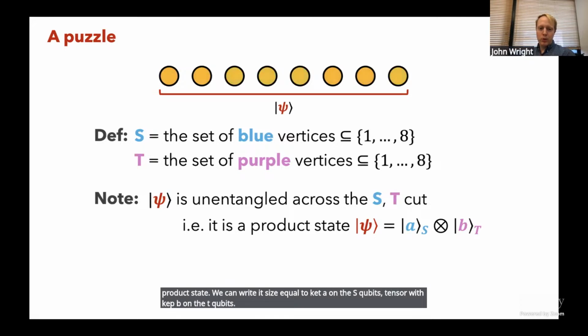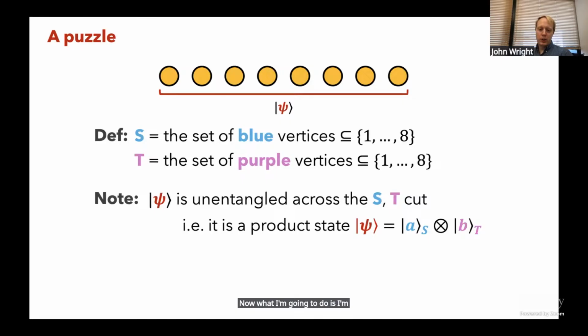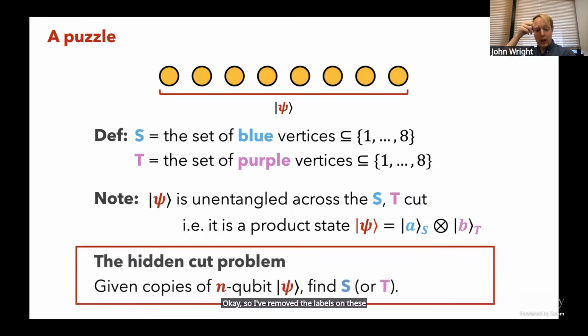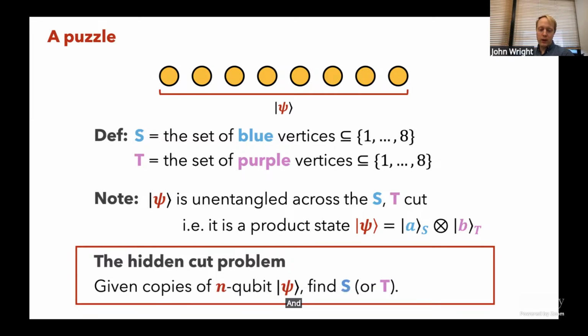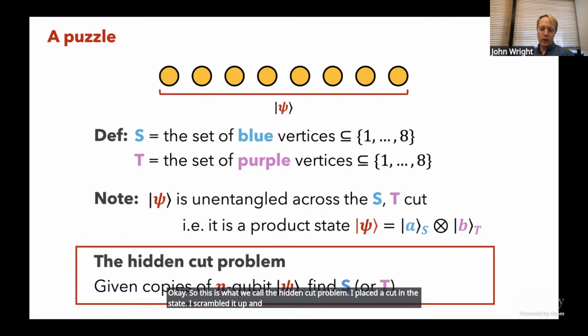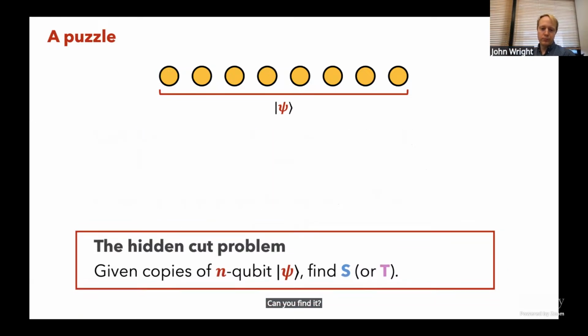But now what I'm going to do is delete the colors. Okay, so I've removed the labels on these qubits. And now I'm just going to give you the state psi, or n copies of the state psi. And your goal is to find S, or equivalently to find T. Okay. So this is what we call the hidden cut problem. I placed a cut in the state, I scrambled it up, and I've hidden it, so you don't know where it is. Can you find it?